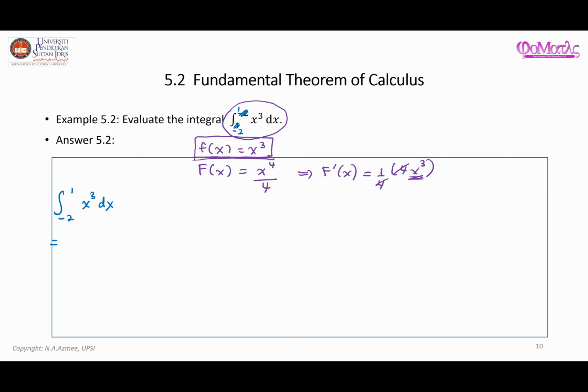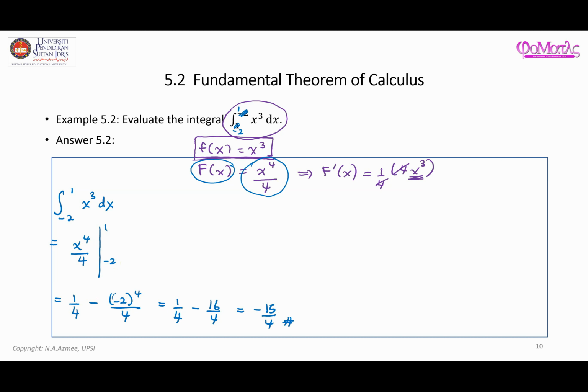And since we have seen that the big F is this one, I'm going to write down the entire antiderivative, which is x to the power of 4 over 4, evaluated at point 1, negative 2. And this notation basically means that I have to substitute 1 into this function, so I will get 1 over 4, and subtract that with negative 2 substituted into this function, I will get negative 2 to the power of 4 over 4. And that is just 1 over 4 minus, this one will be positive 16 over 4, and the answer is going to be negative 15 over 4.